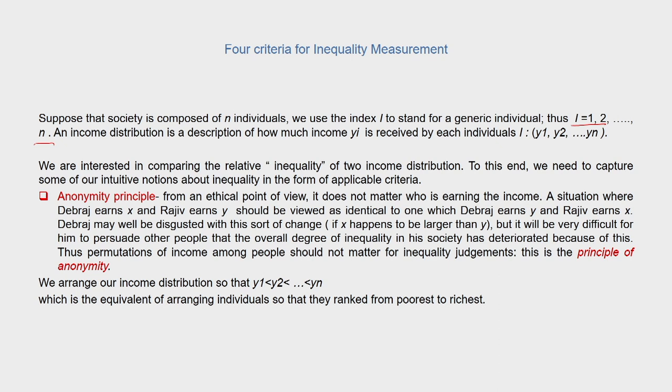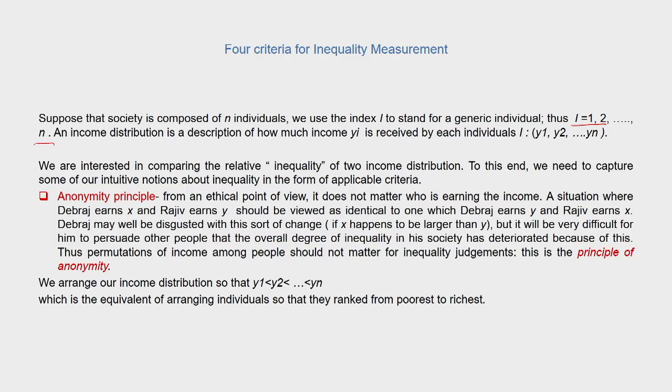So, when we are measuring the overall levels of inequality, it does not matter to us who earns how much income, as long as we are able to order the levels of income based upon some kind of a sequence. So, permutations of income among people should not matter for inequality judgments, and that is the principle of anonymity.